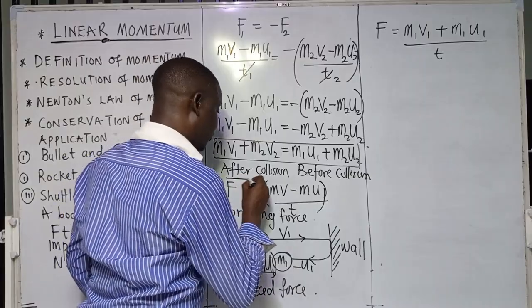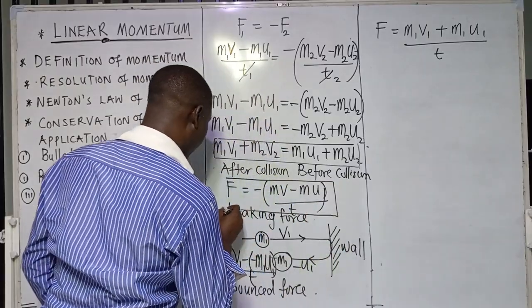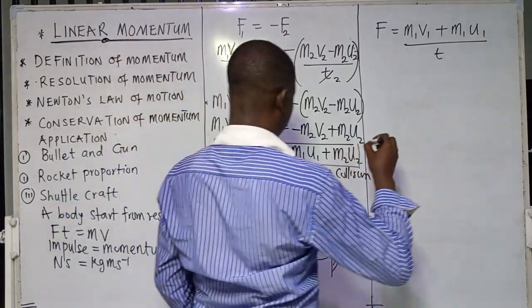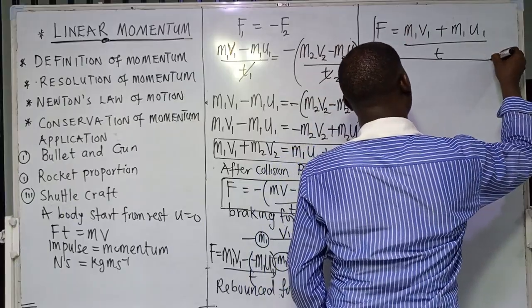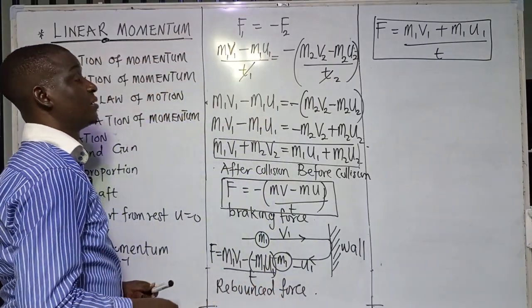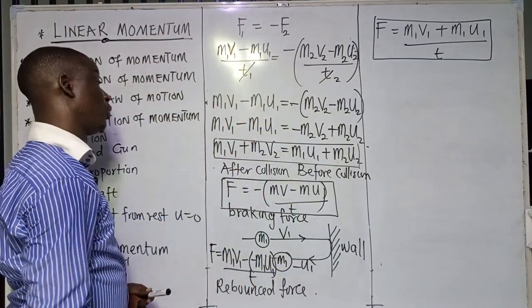Take note of this. This one is for braking force. This one is for rebounding of a single object. So please take note of that. When the body rebounds, that is what will happen.